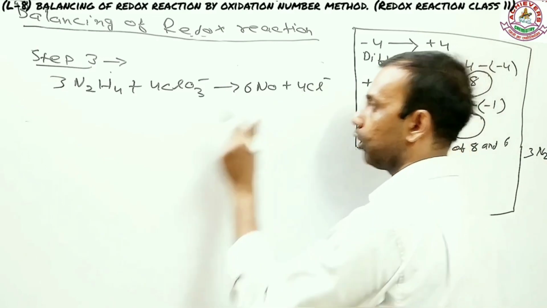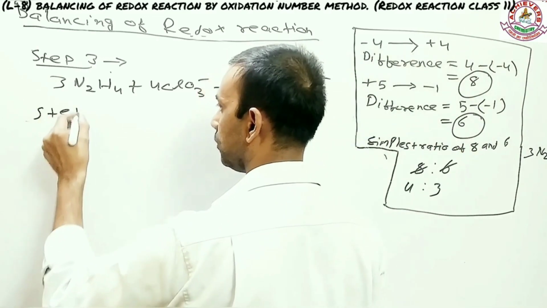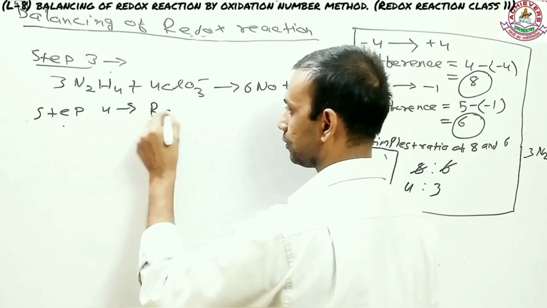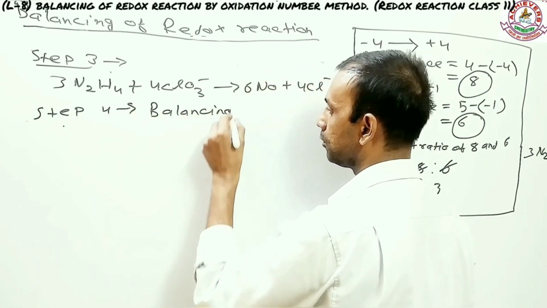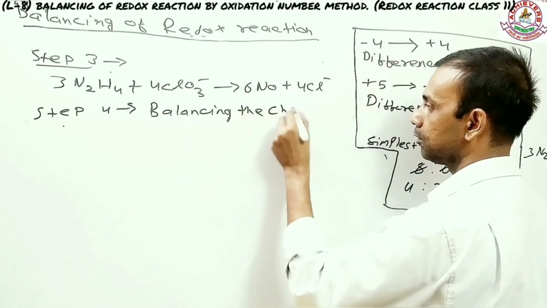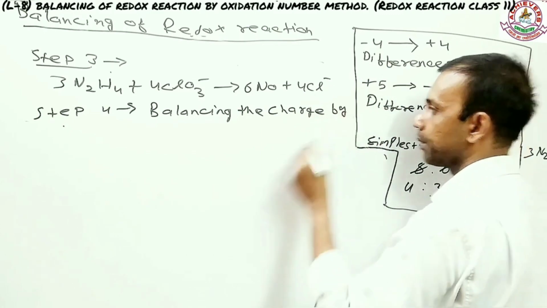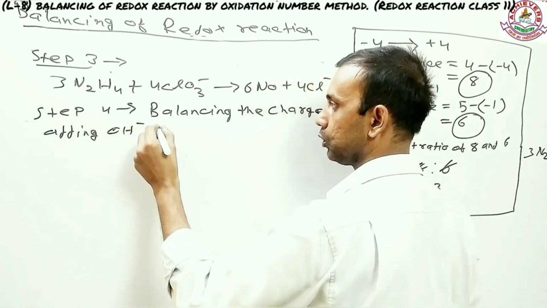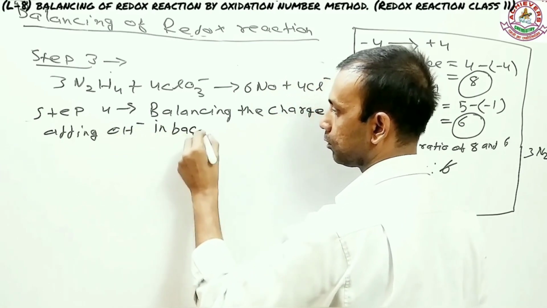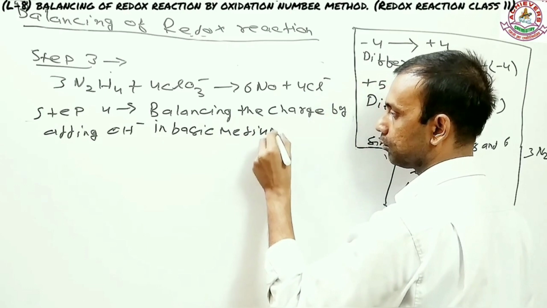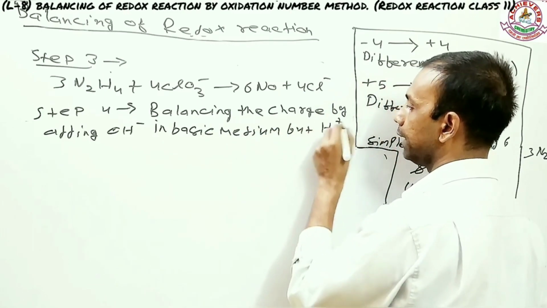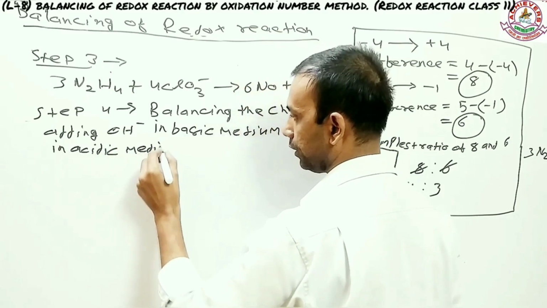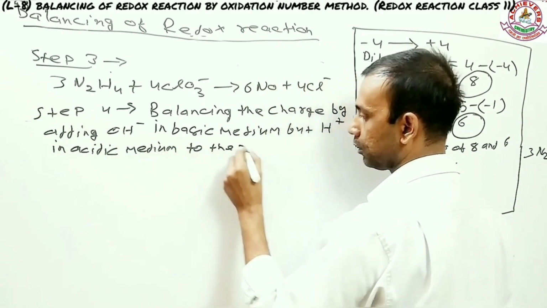So after this is balanced, what we have to do? We have to move towards step 4, and this step 4 is going to be balancing the charge by adding hydroxide ion in basic medium, but hydrogen ion in acidic medium, to the required side.